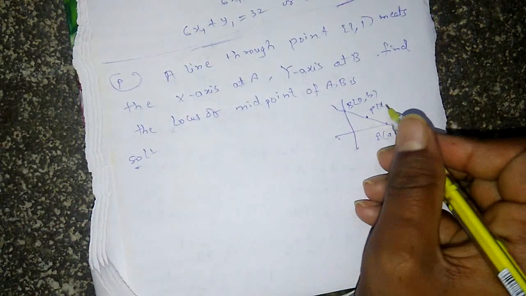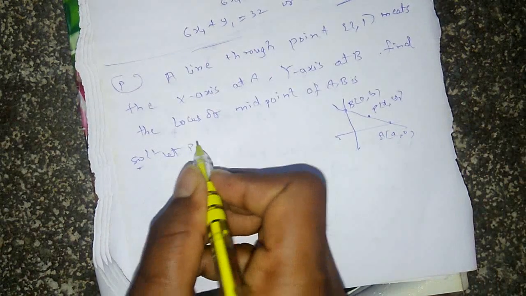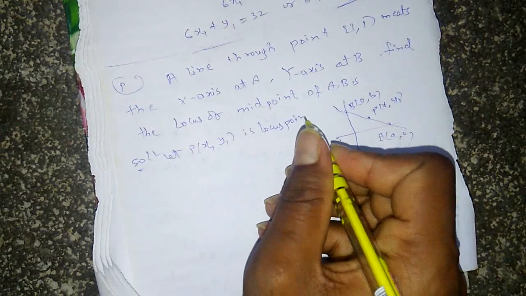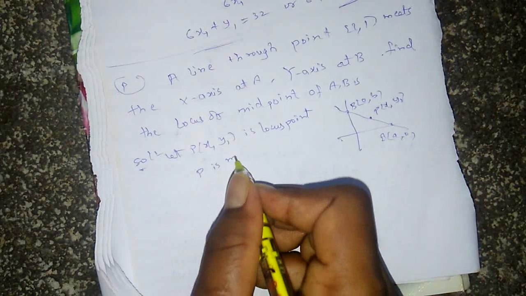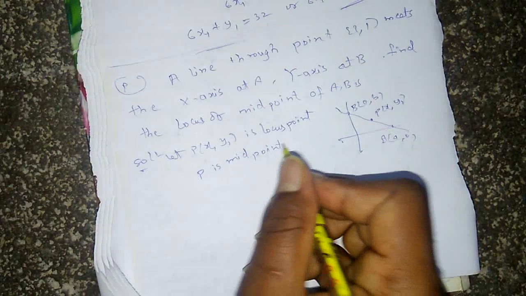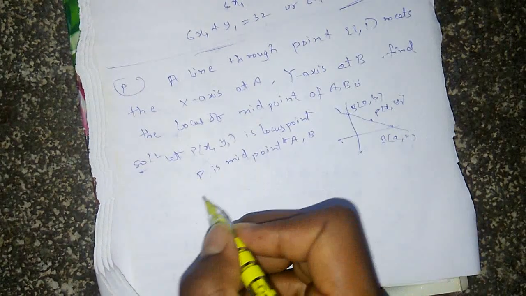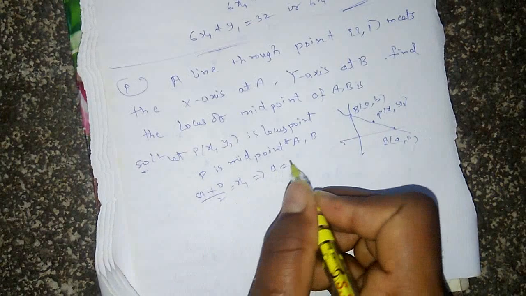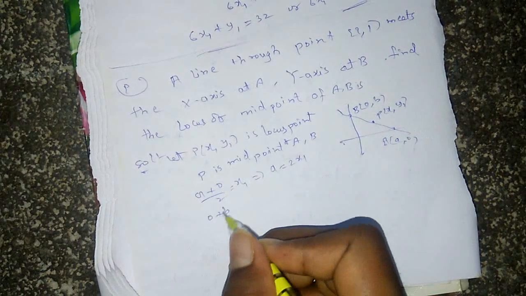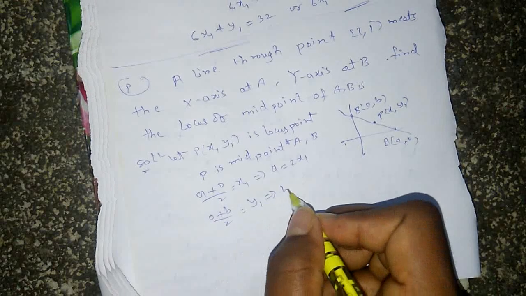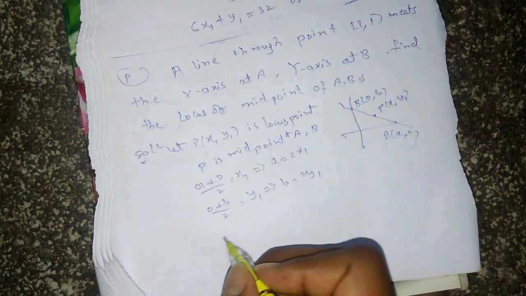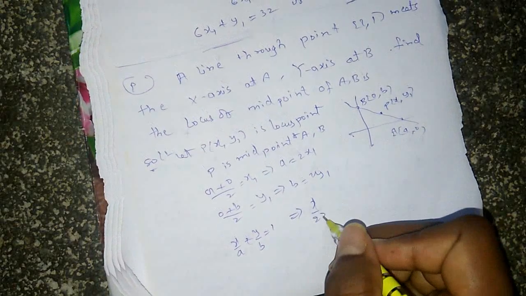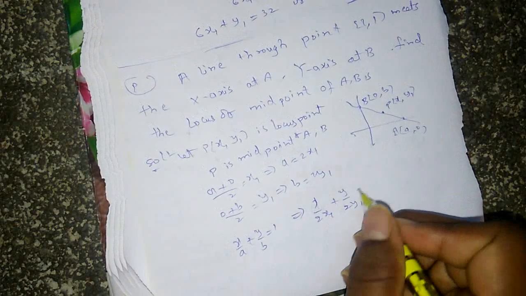Let P(x1, y1) be the midpoint, which is the locus point. P is the midpoint of (a, b). So (a + 0)/2 is equal to x1, a is equal to 2x1. (0 + b)/2 is equal to y1, implies b is equal to 2y1. Equation of AB is x/a + y/b = 1. Substitute the a, b values: x/(2x1) + y/(2y1) = 1.